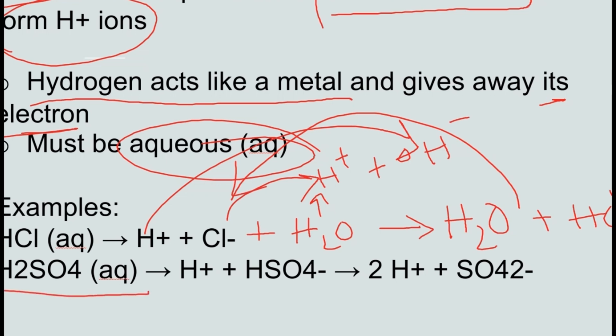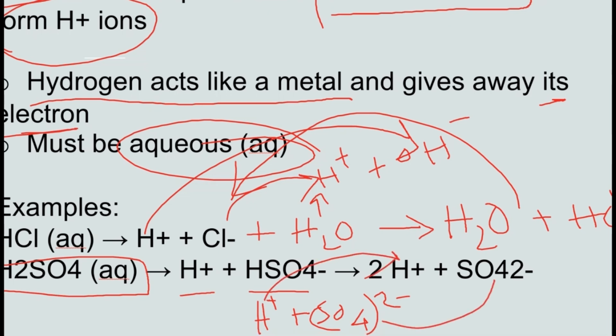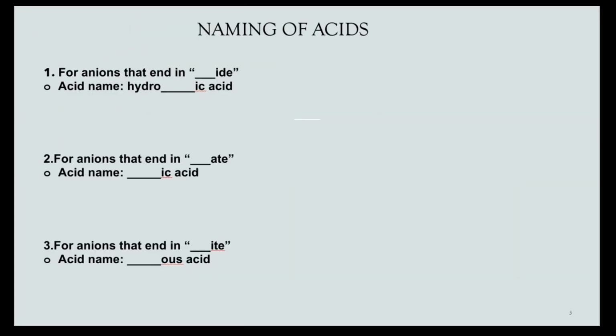Another good example is sulfuric acid. When sulfuric acid is broken down, it gives H+ as a cation and HSO4- as an anion. This produced HSO4- further divides into H+ and SO4 2-. By adding everything together, we get 2H+ ions and SO4 2-. As both HCl and H2SO4 give away H+ ions, they are acids.